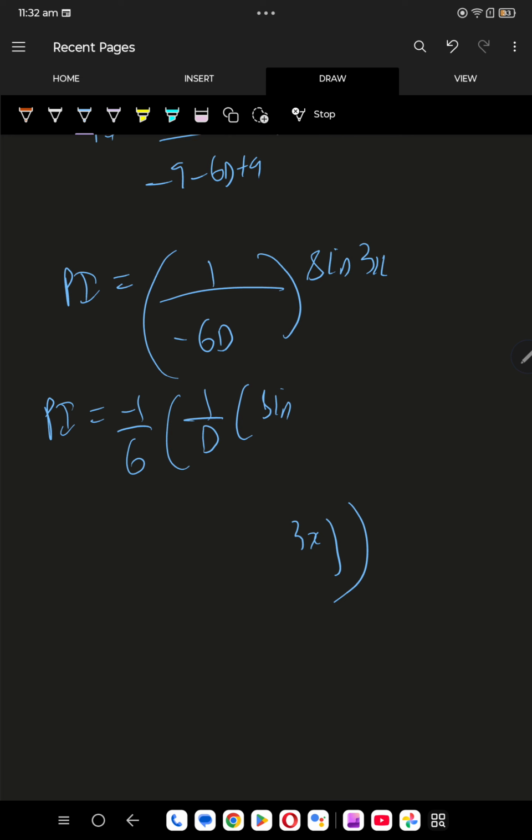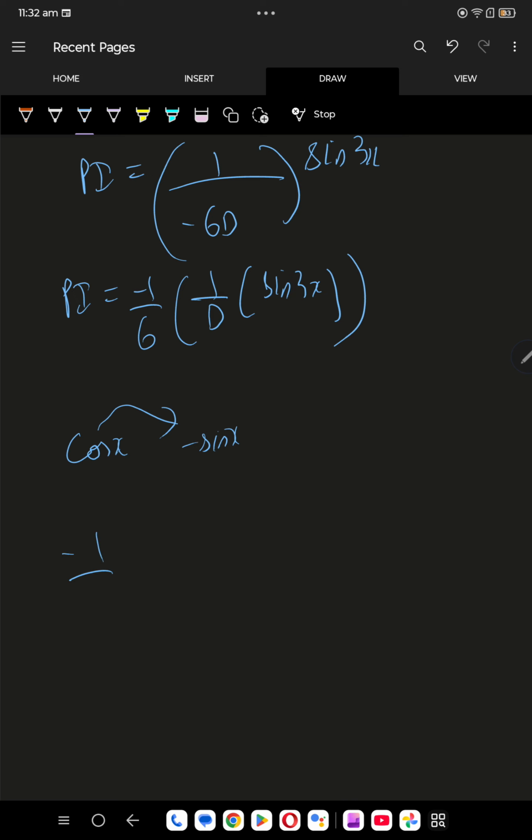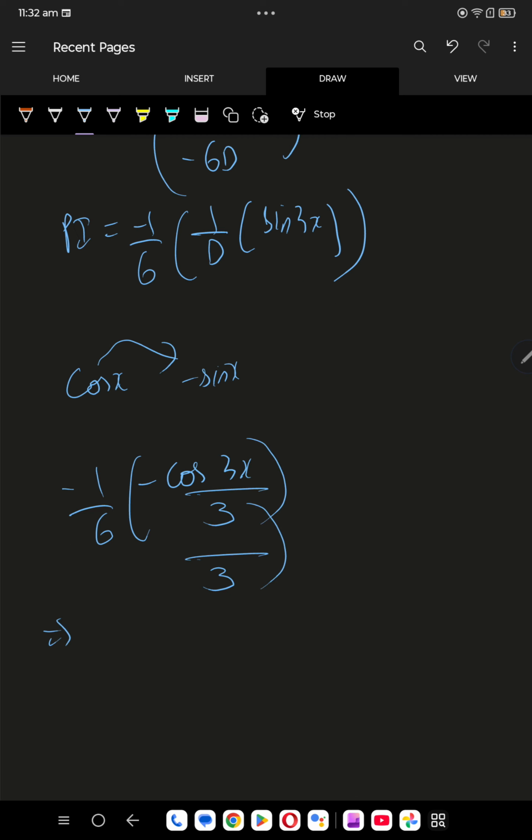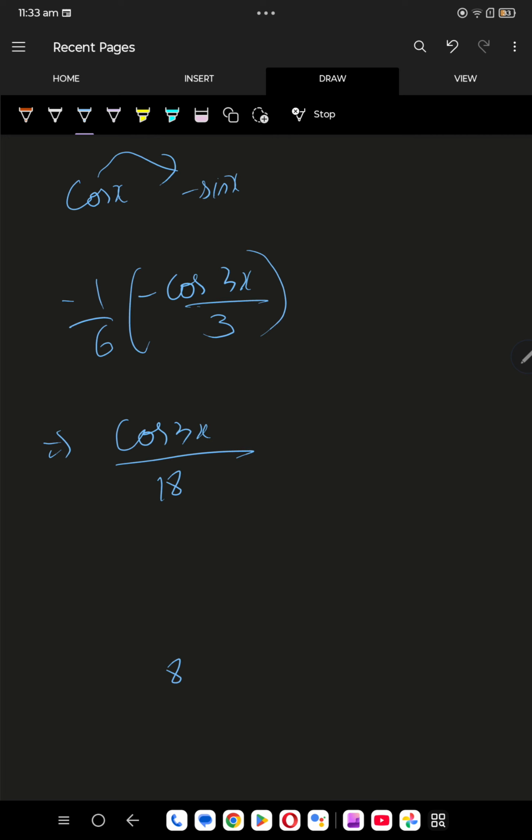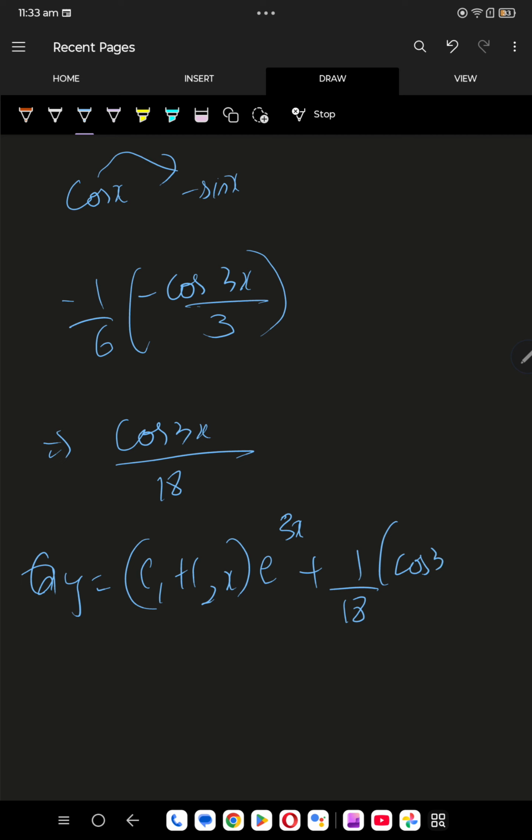So 1 by d, I told you in the beginning, is integral. Cos x differentiation will give me minus sin x, and sin x integral should give me minus cos x. So minus 1 by 6 times minus cos 3x by 3. That is going to give me cos 3x by 18. So the final y equation is c1 plus c2x e power 3x plus 1 by 18 cos 3x. This is the final answer.